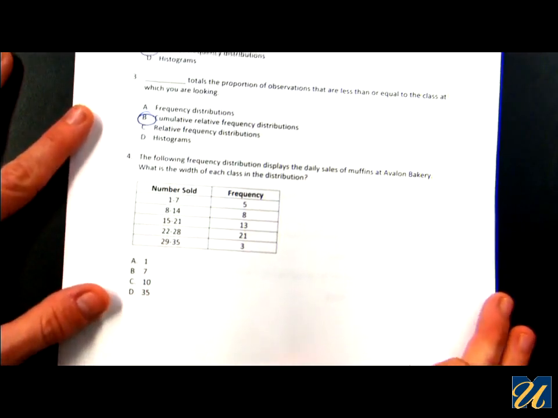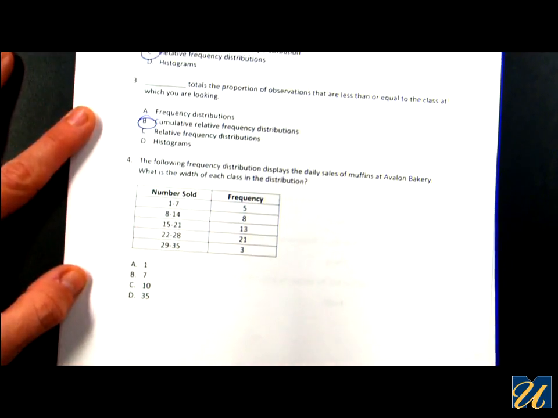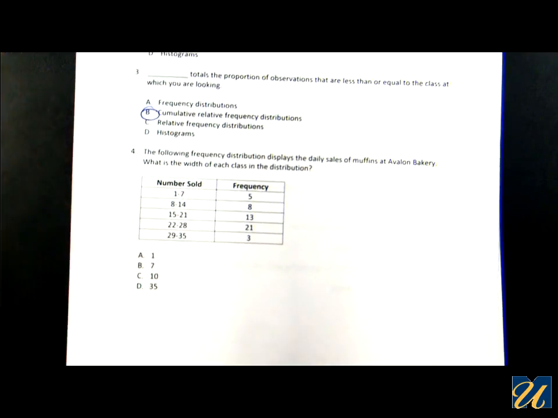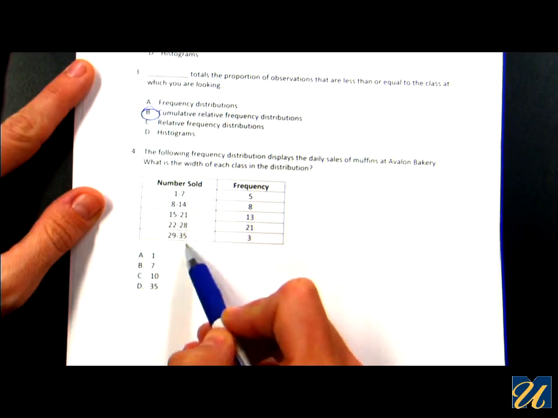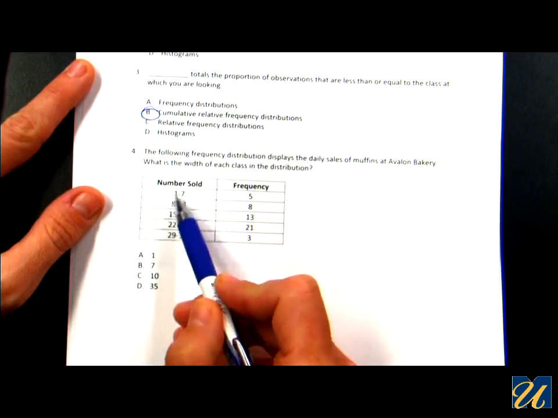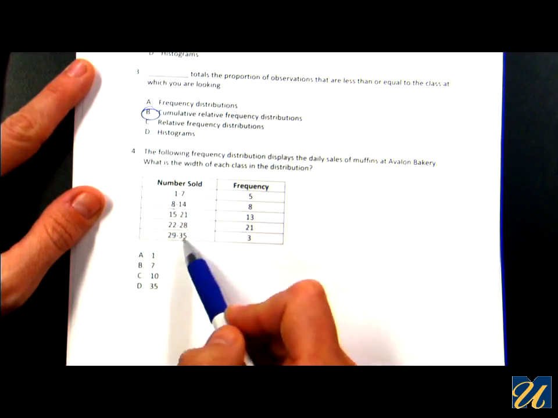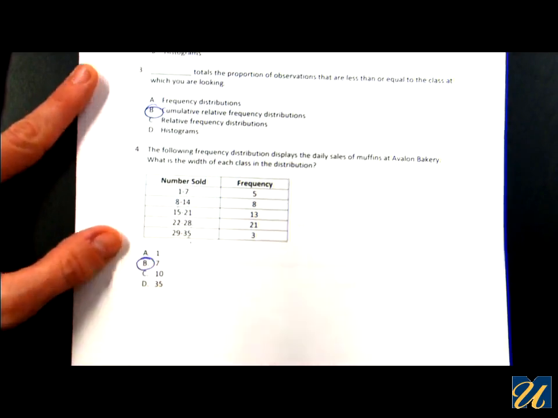The following frequency distribution displays the daily sales of muffins at Avalon Bakery. What is the width of each class in the distribution? If we're looking for the width, we will take the difference of any two consecutive lower or upper limits. So you can take any consecutive lower or upper limits: 8 minus 1, 35 minus 28, 21 minus 14, 22 minus 15. They should all give you the same answer. In this case, the class width is 7.